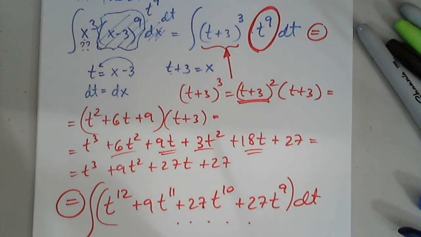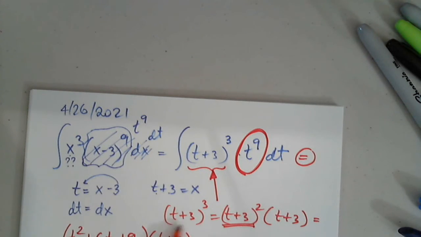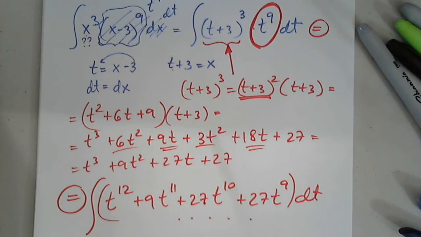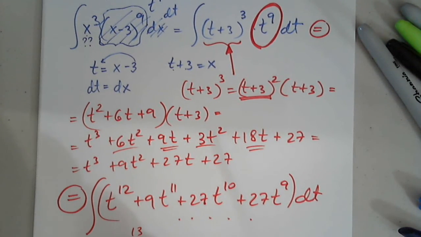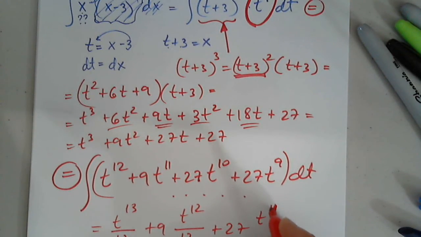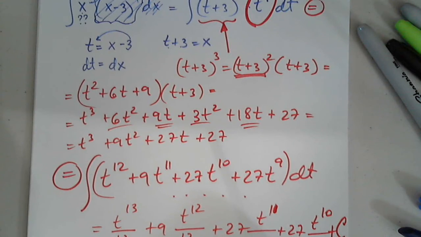And from this moment on, yeah, I know it's a little bit of a cumbersome situation, but raising this to the 9th power would have been much longer, especially without remembering Pascal's triangle or combinatorics. It would have taken longer. And from here, I don't have a problem. I have t to the 13th over 13 plus 9t to the 12th over 12 plus 27t to the 11th over 11 plus 27t to the 10th over 10 plus a constant c, because it's an indefinite integral.